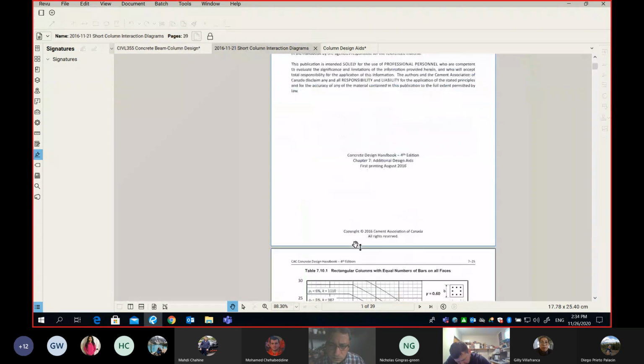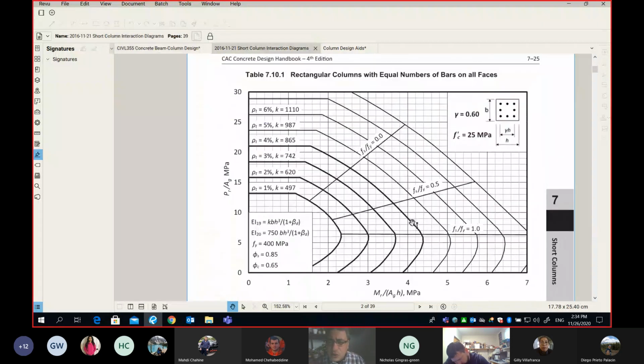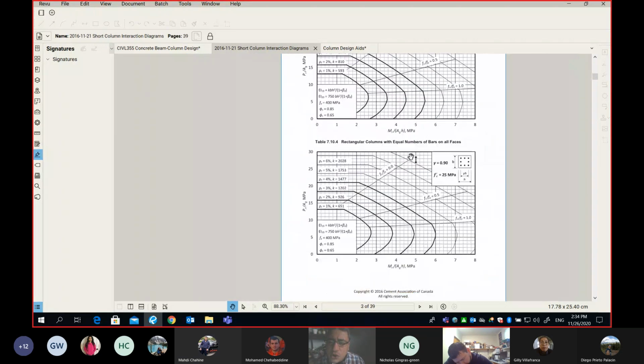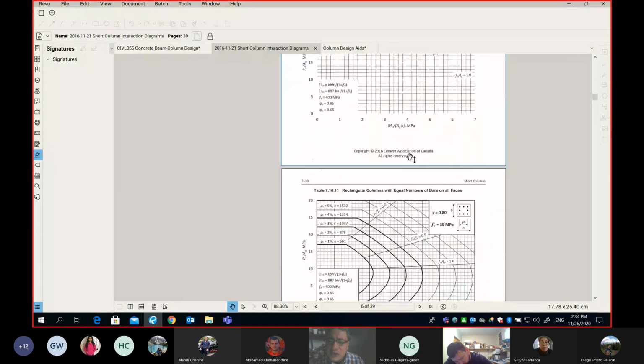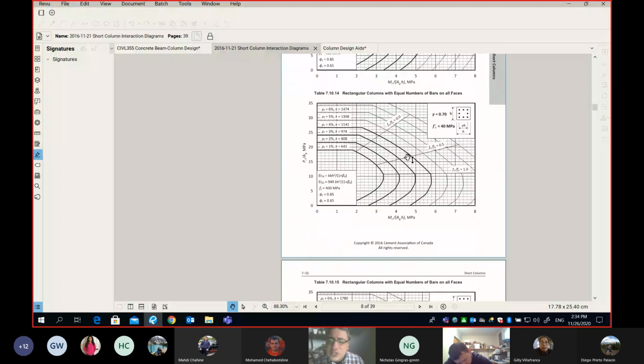I'll go to the top. I'm asking you, can I use this one? Please say yes or no. No. Okay, this one has gamma 0.7. Can I use this one? No, because the f'c is 25. So for the sake of time, I'll scroll down until I find the right one. 30, 35, and then finally here is our 40, and then we have 0.7.